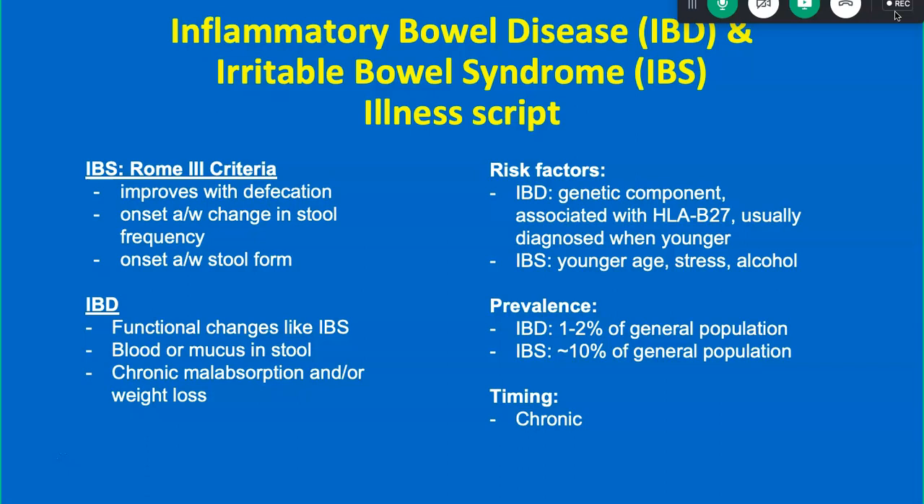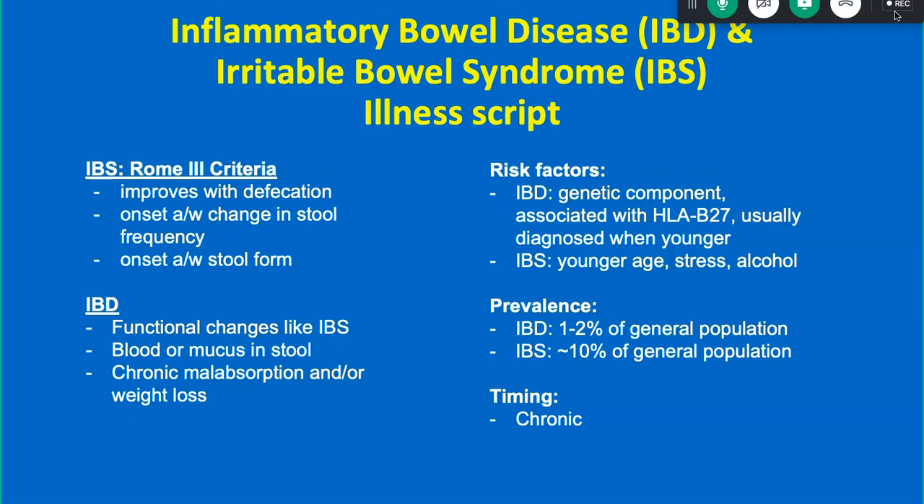In contrast, inflammatory bowel disease, this is either Crohn's or ulcerative colitis. You also do see those functional changes, meaning constipation or diarrhea. However, unlike IBS, you're going to see blood or mucus in the stool. And this can go on for many years. So you will see a sequelae of chronic malabsorption and possible unintended weight loss. IBD has a known genetic component. It can be associated with HLA-B27, usually diagnosed when patients are a little bit younger.